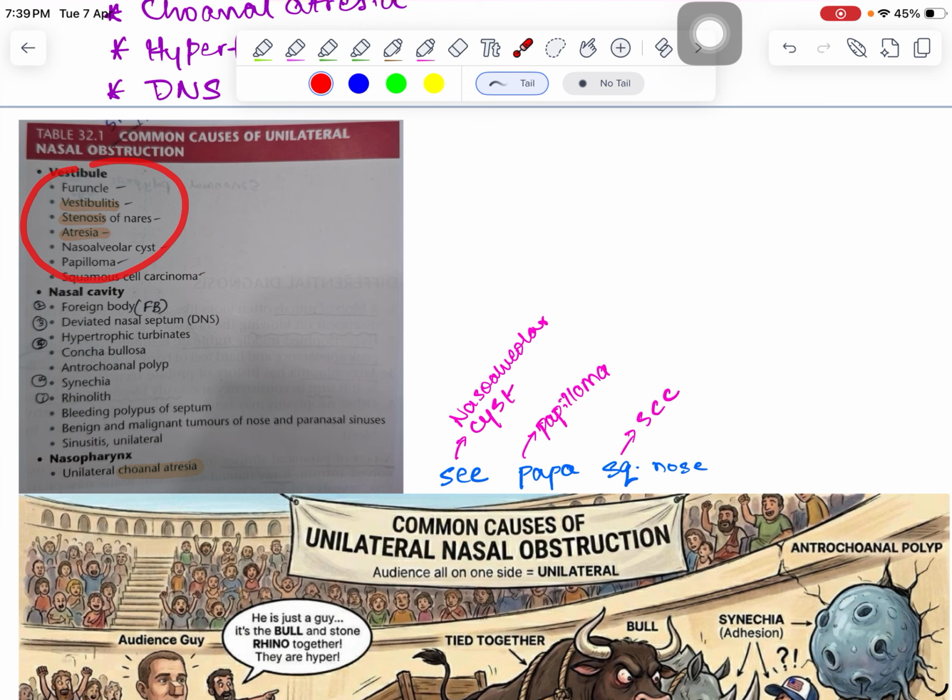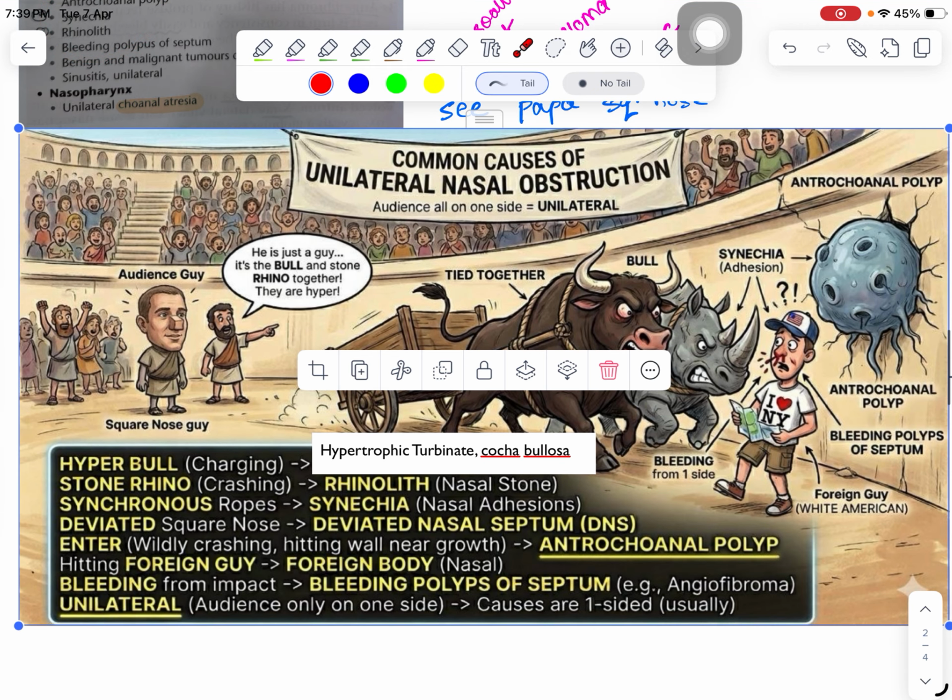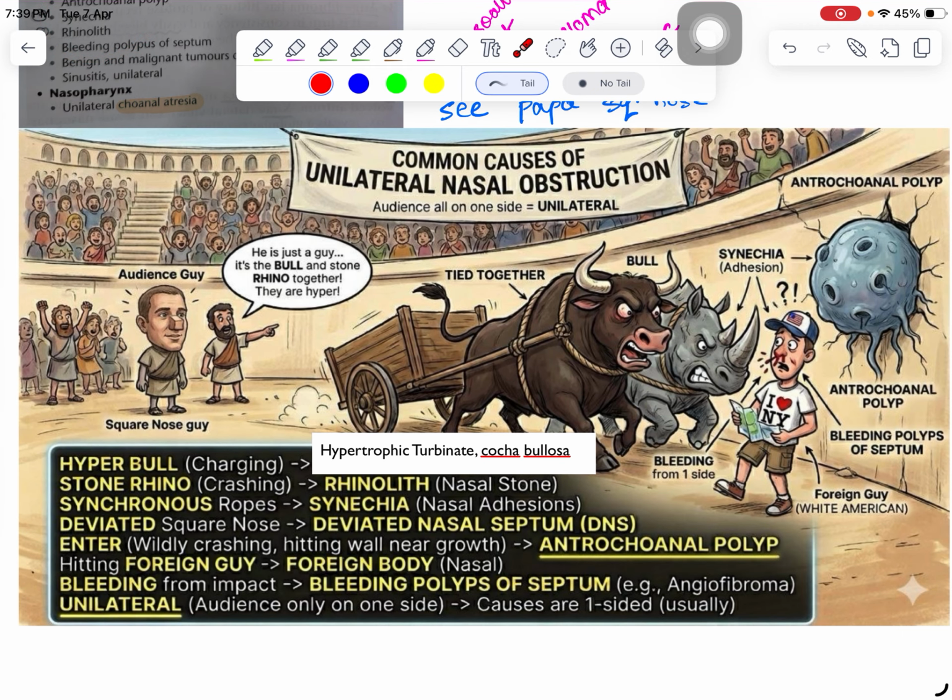We are done with the vestibule now. Coming to the nasal cavity. So what was it? Square nose guy we have discussed. Okay, so we have bull, hyper bull, and then the rhino, stoned rhino. This is not a normal rhino, this is a stone rhino. That means stone rhino means rhinolith.